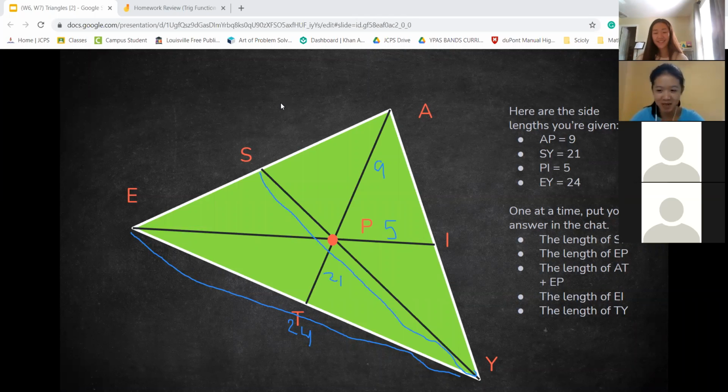Well, in this case, we're making it a 5. It's actually not pi, it's PI. They're two very different things.